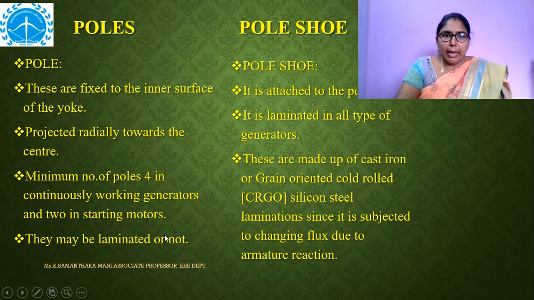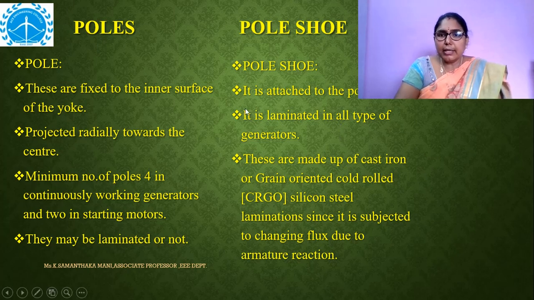These poles may or may not be laminated. If the capacity of the generator increases and the requirement is there, then only lamination is required. Otherwise, we can take solid poles, but the pole shoes will be made laminated. Then we will discuss what a pole shoe is, what material is used for it, and what the function of the pole shoe is.